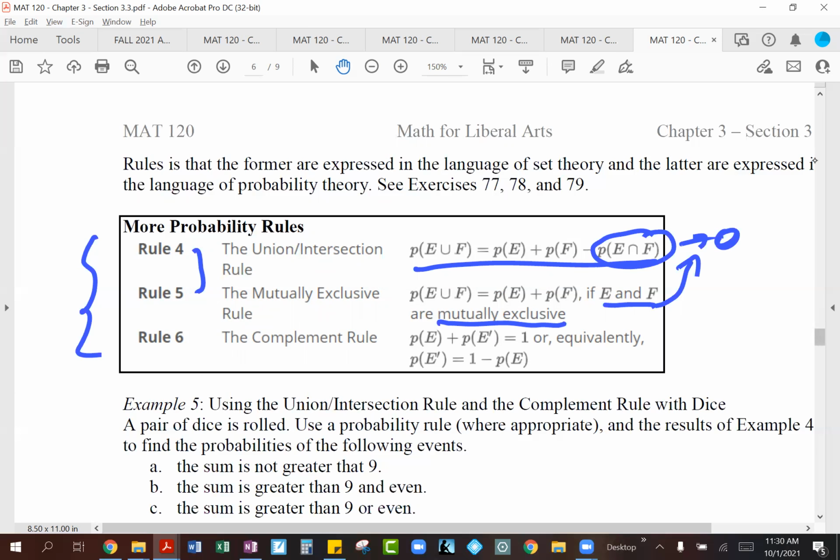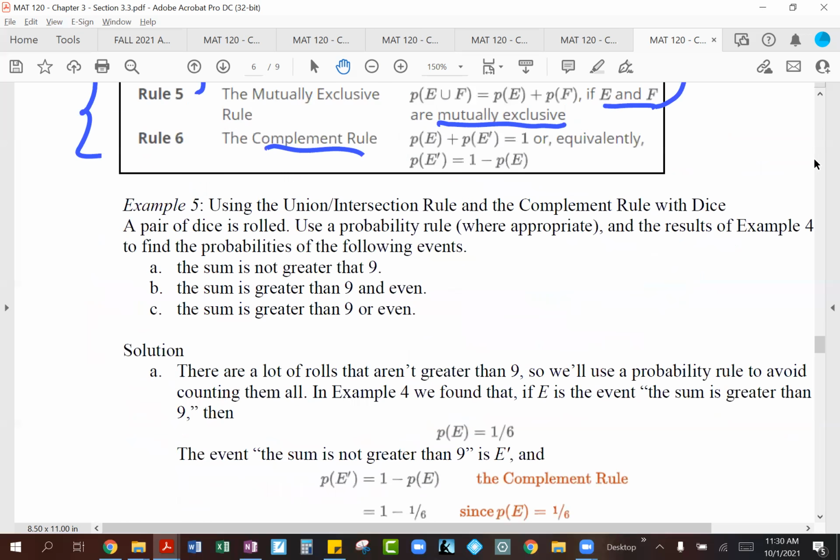So I would say, remember rule 4, because rule 5's only difference is that this part ends up becoming 0. If you just remember rule 4, it serves the purpose for both rule 4 and 5, but they're showing you what happens if you have mutually exclusive sets where your intersection is going to be 0. So that's it. And then of course your complement rule 6 over here.